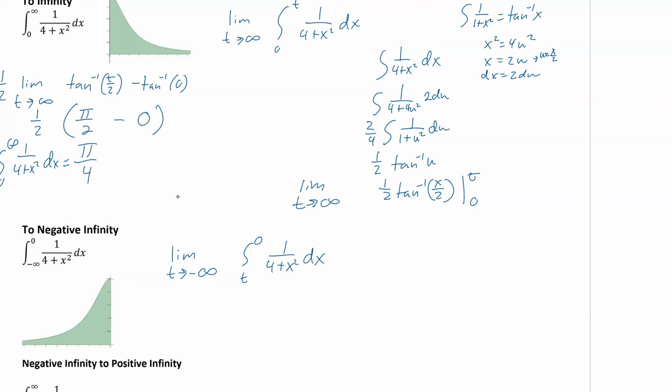And so this would just equal the limit as t approaches negative infinity, and we already found the integral. So all we're really doing is changing that to a negative infinity, putting a 0 here, and the t at the bottom. So we'll put the half in front again.